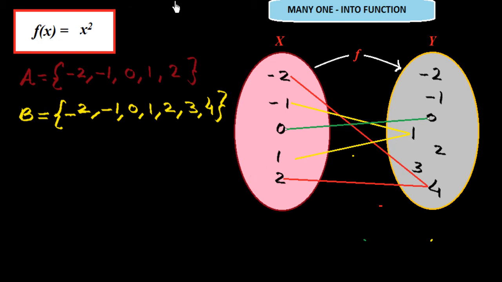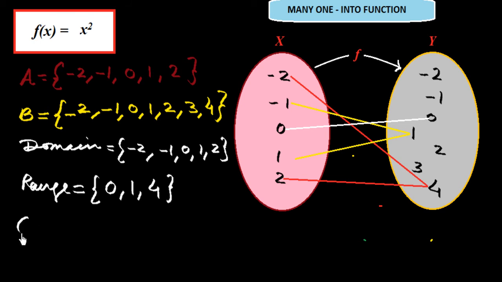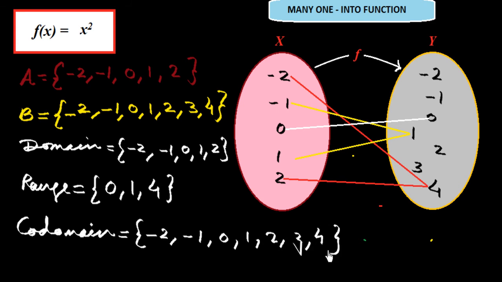So here we see the domain. Set A is the domain: minus 2, minus 1, 0, 1 and 2. And range, the elements which are engaged, which have the pre-image in set B, are called range. So range is 0, 1, 4. Codomain, if we see, all elements of set B are called the codomain. This set B is the codomain, that is minus 2, minus 1, 0, 1, 2, 3, 4.